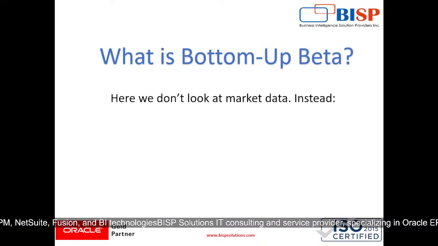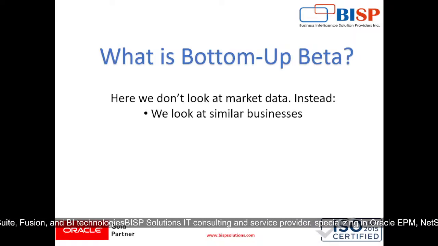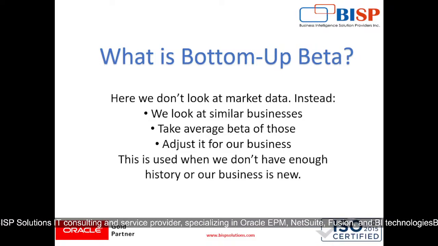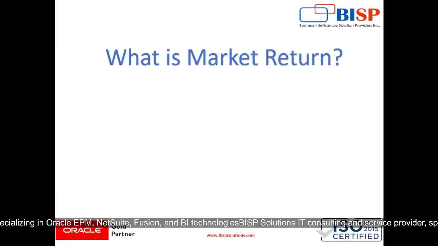Here we don't look at market data, right? Instead, we look at similar businesses, take the average beta of those businesses and adjust it for our business, and then we will be using it when we don't have enough history of our business or our business is new, right? So after that comes what is market return.